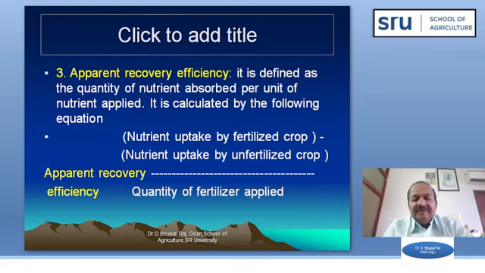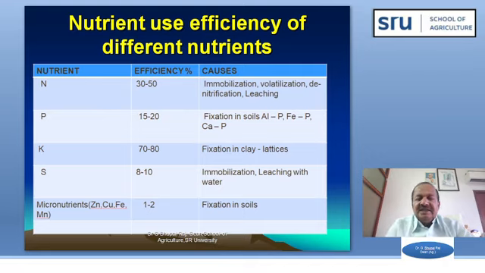Then the third one is the apparent recovery efficiency. It is defined as the quantity of nutrient absorbed per unit of nutrient applied. It is calculated as nutrient uptake by fertilized crop minus nutrient uptake by unfertilized crop, divided by quantity of fertilizer applied, into 100. So this is the nutrient use efficiency of the different nutrients.